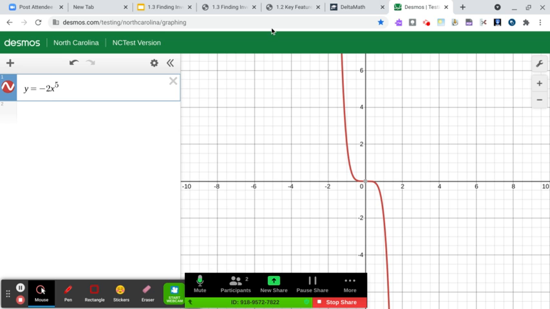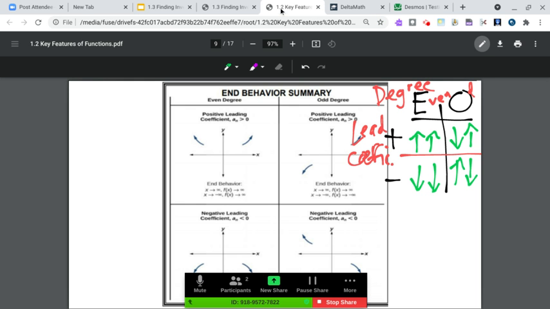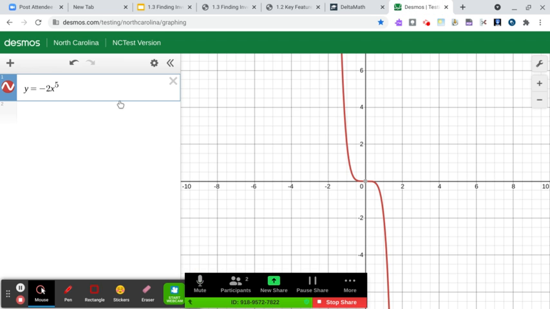Okay, see how it's up, down? And look at our chart. Negative, odd. Do you see our chart here? Up, down. Okay, but let's say it was a positive in the front with an odd degree. I'm just going to take that off. Down, up. So as x approaches positive infinity, y goes up. As x approaches negative infinity, y goes to negative infinity.